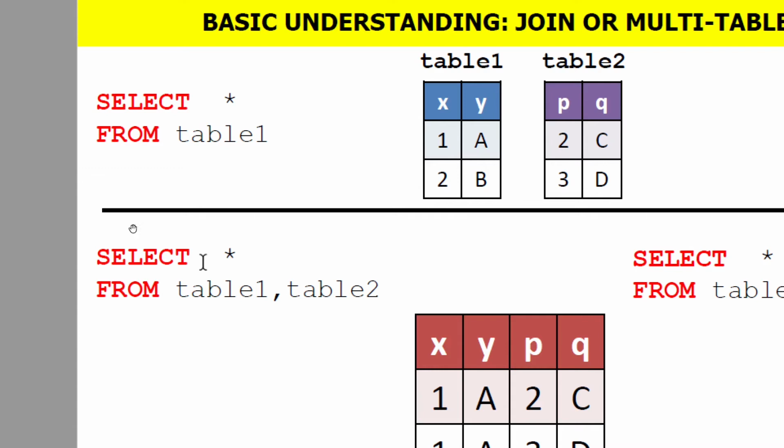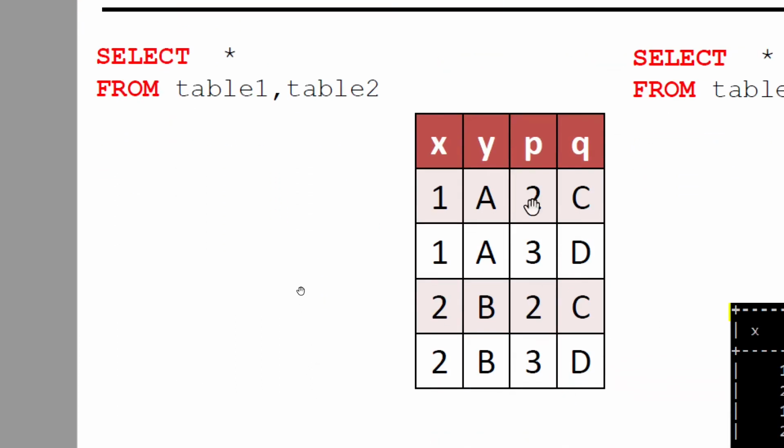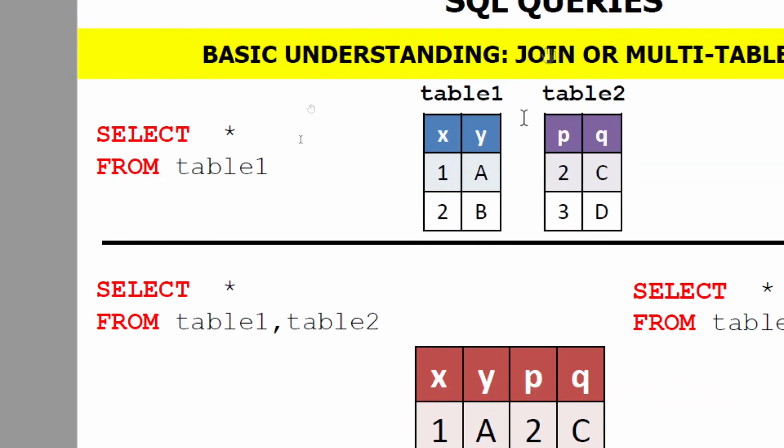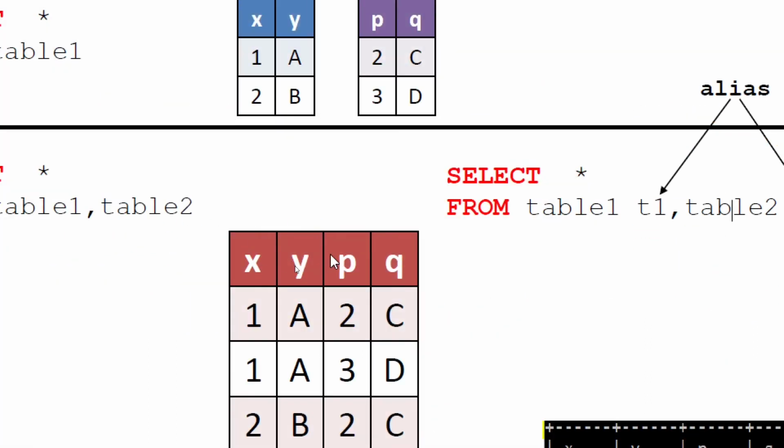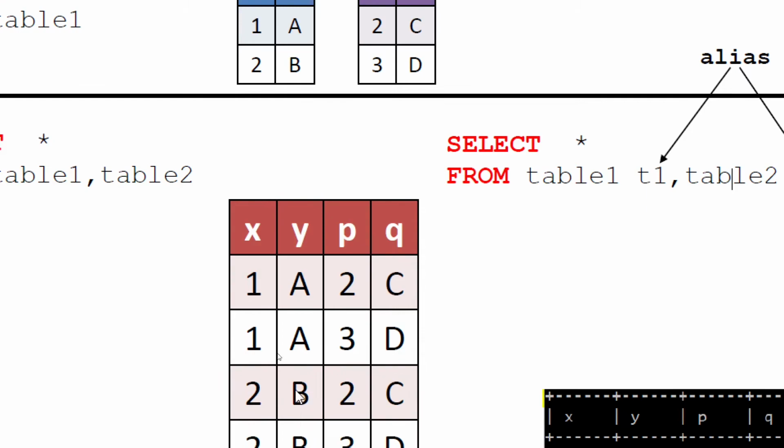Now what is going to be the result of select star from table 1, table 2? So I have table 1, I have table 2. Table 1 is of 2 rows, table 2 is of 2 rows. So the combination of table 1, table 2 is going to be 2 into 2, that is 4 rows. So my output is going to have 4 rows. How many columns will my output have? X, Y are 2 columns, P, Q are 2 columns. So 2 plus 2, I will have 4 columns. So X, Y, P and Q are 4 columns as you see on the slide.